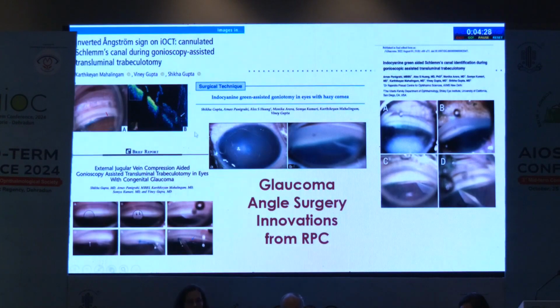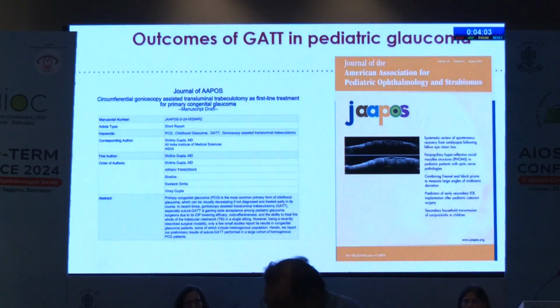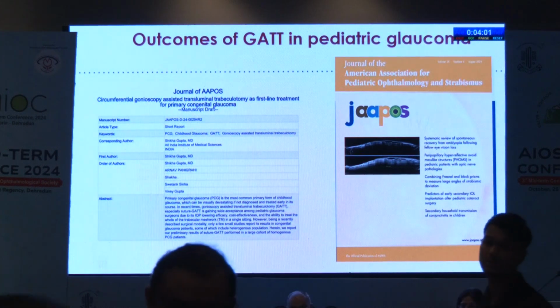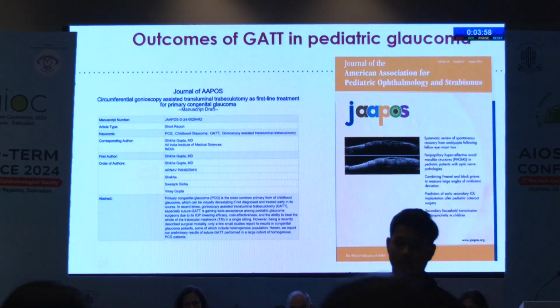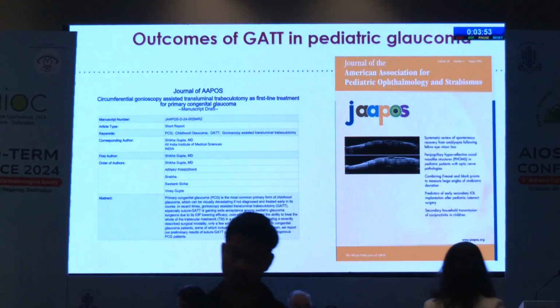Other than that, we can also make use of AS-OCT in defining whether we are going in the right plane with the suture. This is the inverted angstrom sign, where the tip of the A is actually the suture within the Schlemm's canal. And we can use ICG dye and external jugular vein compression to delineate the Schlemm's canal in a better way. We have recently published that GATT can be done as a first-line therapy in primary congenital glaucoma. This is yet to come online, but it has been accepted. The results are really wonderful in PCG patients, and almost 90% of patients achieve success at 1 year with this technique.